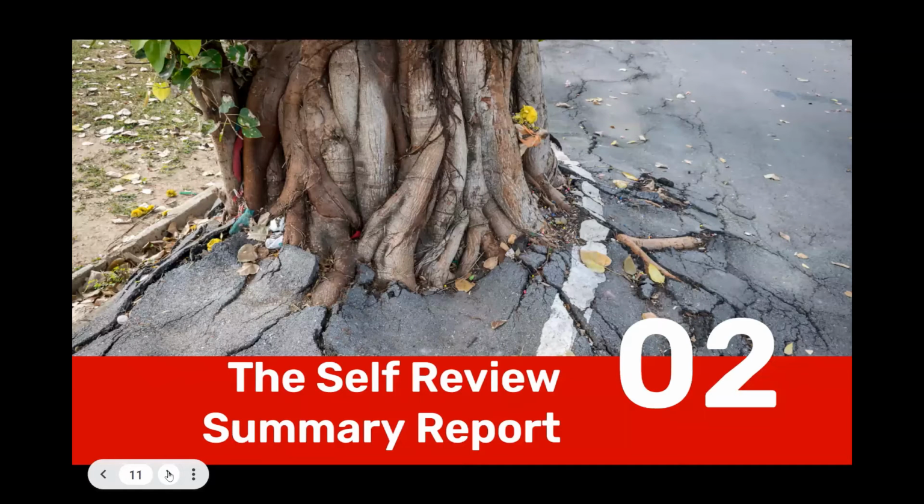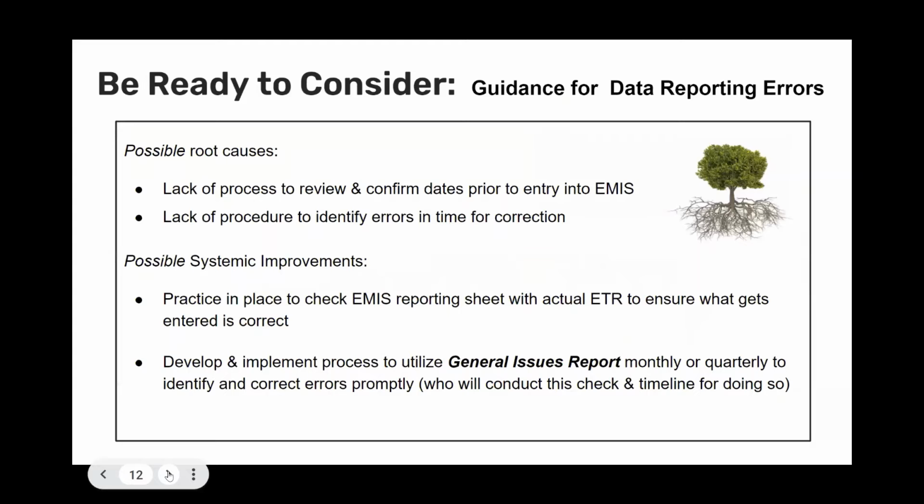Let's go ahead and look at the self-review summary report. The process of the self-review summary report is to take a look and determine what are the root causes and then what are some improvements that could be put in place. So first, we're going to talk about, if you have a data reporting error, what could possibly be some root causes. This really may be an issue of not having a process in place to review and confirm dates prior to entry into EMIS. So you might want to consider, is that the root cause? Or you might not have a procedure to identify errors in time for correction.